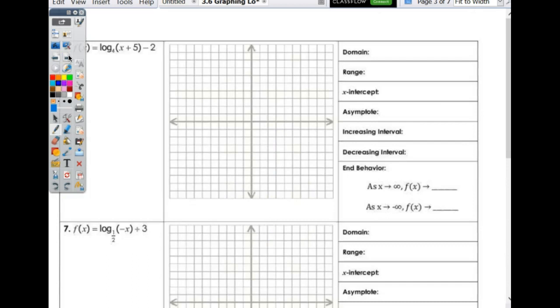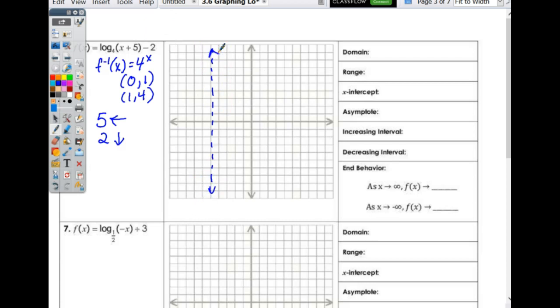Okay, what's the base this time? So the inverse is 4 to the x, which makes us 0, 1, and 1, 4. So what are my shifts this time? 5 to the left and 2 down. So is the asymptote moving this time? Yes, which way? It's moving left 5. So 1, 2, 3, 4, 5. So it's going to go right here.